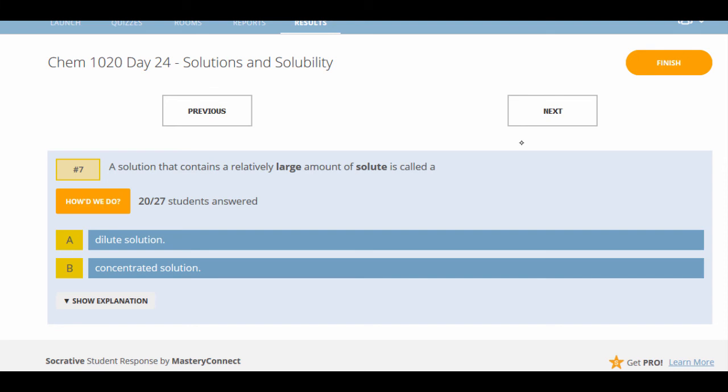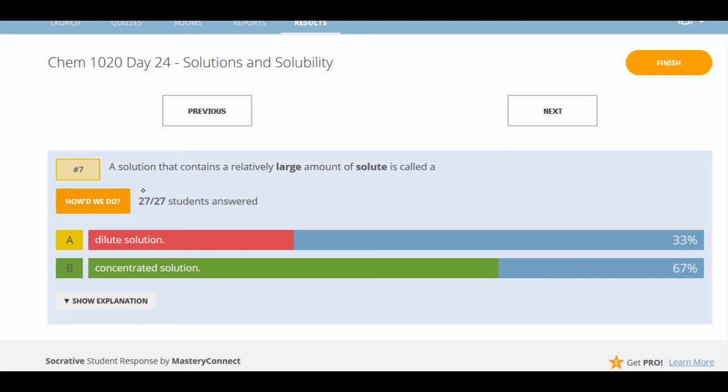We'll count down. 5, 4, 3, 2, 1. And that would be a concentrated solution. So think about that. When we talk about people being concentrated in the room, that means we're really close together. So a solution that has a relatively large amount of solute would be one that is concentrated.